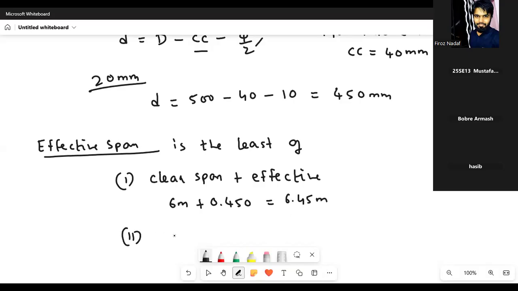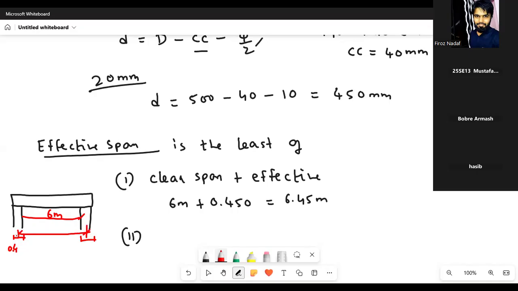So next we have center to center distance between the supports. For example, this is your bridge. Then here you have the support. The clear span is 6 meter, right? The width of the support is 0.4 meter. Now you need to decide the center to center distance between the supports. So it will be 6 plus 0.4 divided by 2 plus 0.4 divided by 2. So this is coming as 6.4 meter.